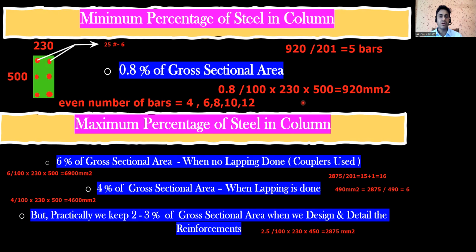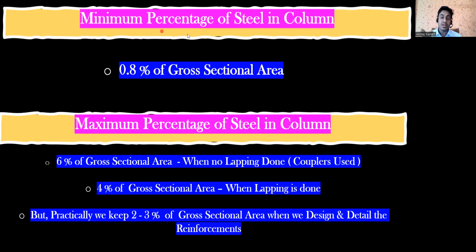I think most of the things I have covered. Whatever I'm telling you at this level, you don't expect these questions to be asked in the interview. But if you're going for a structural consultant, or applying for a junior designer and all, then you should know all these things. If you know, it's always well and good, because many people don't know. What you are supposed to take out from this course is that 0.8% of cross sectional area is the minimum, 6% when there is no lapping. If you're doing lapping, 4%, practically 2 to 3%.